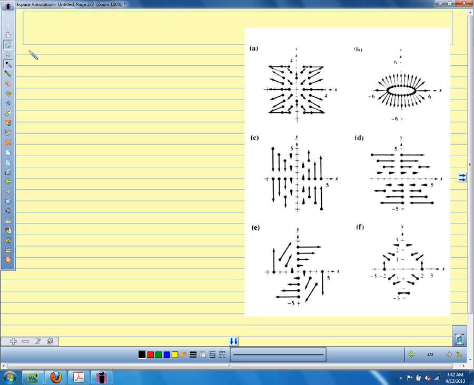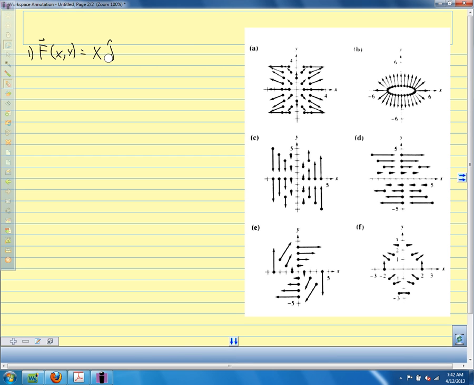So the first one we're going to look at, and we're just looking in the plane here, is F of x, y equals x j hat. We want to figure out which one of these graphs matches this vector field.